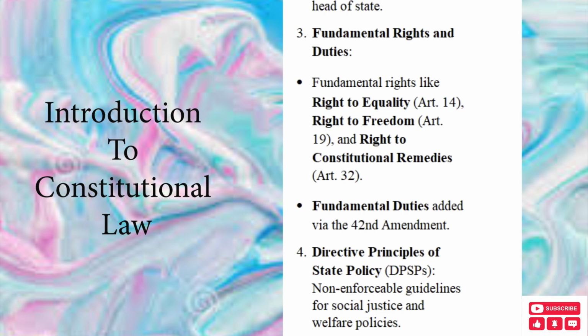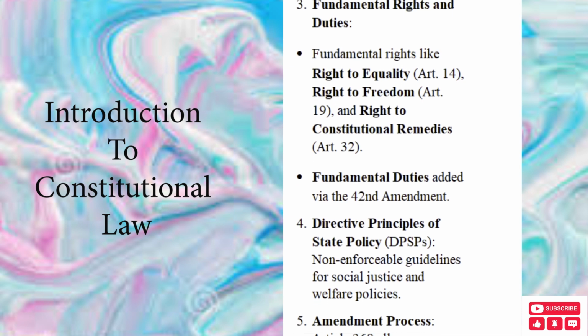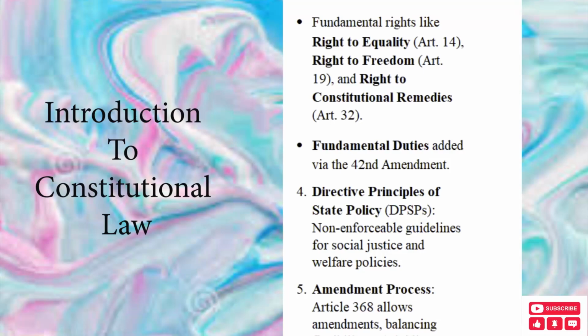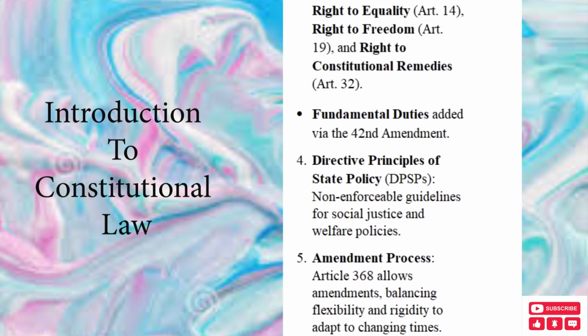4. Directive Principles of State Policy. Another unique feature is the Directive Principles of State Policy, DPSP, found in Part 4. These aren't enforceable in court, but they serve as guidelines for the government to create policies aimed at social justice and the welfare of the people. For example, the DPSPs advocate for things like free legal aid, equal pay for equal work, and the promotion of the welfare of children. Even though they aren't legally binding, these principles guide Indian policymakers in shaping laws that promote equality and social welfare.